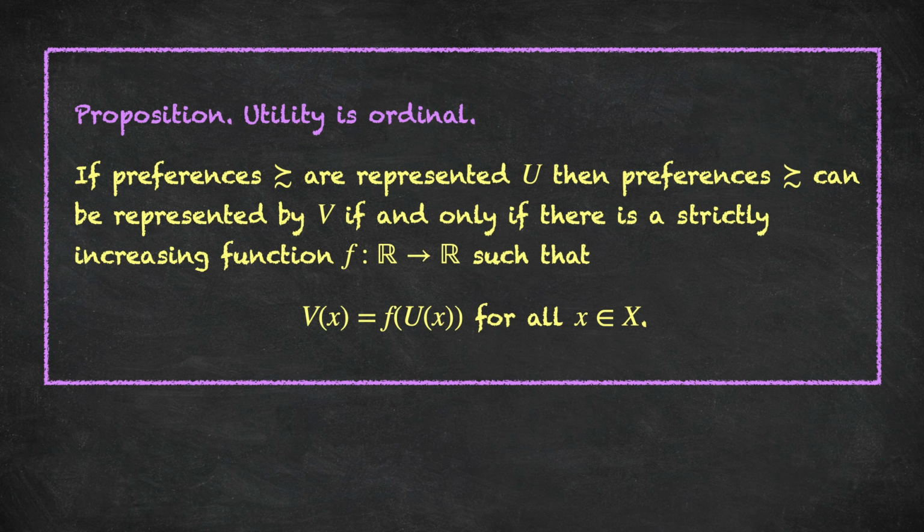To say this formally, if preferences are represented by a utility function u, then we can represent the same preferences by a different function, capital V, if and only if there is a strictly increasing function f, which turns real numbers into other real numbers in a strictly increasing way, such that V is the utility function u transformed by the strictly increasing function f.